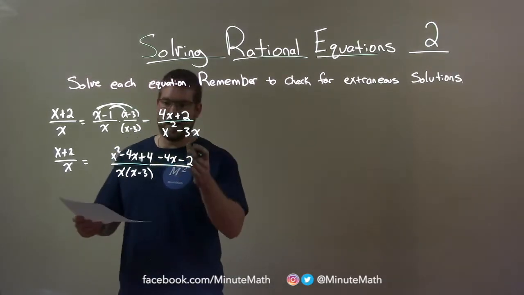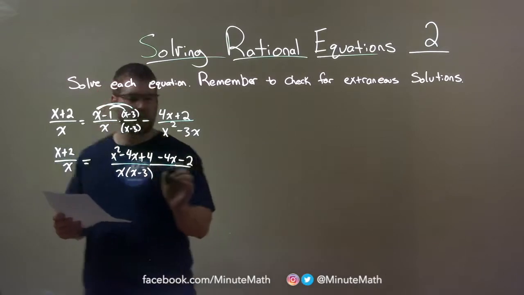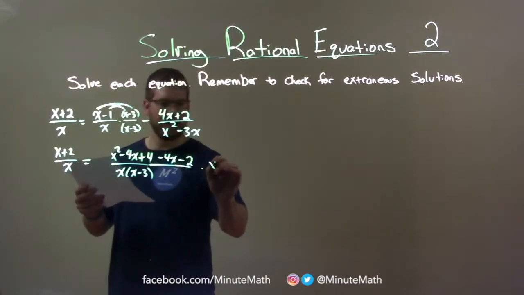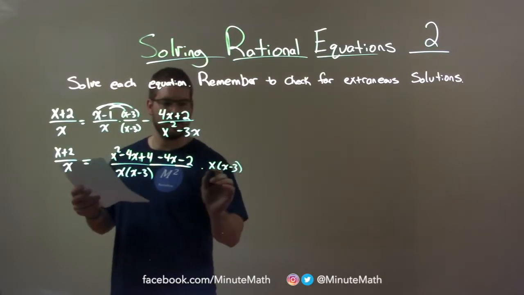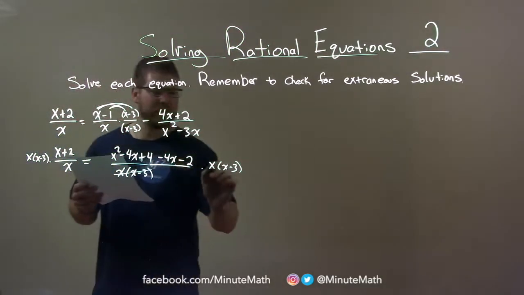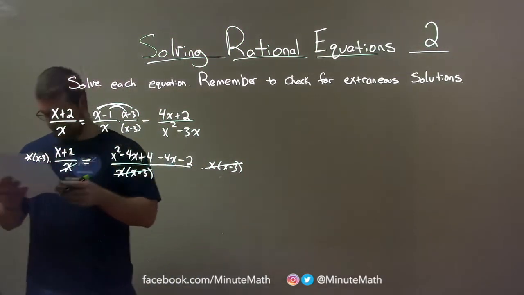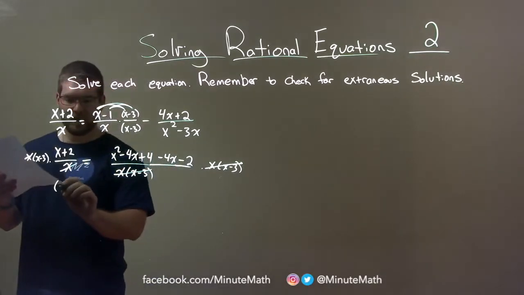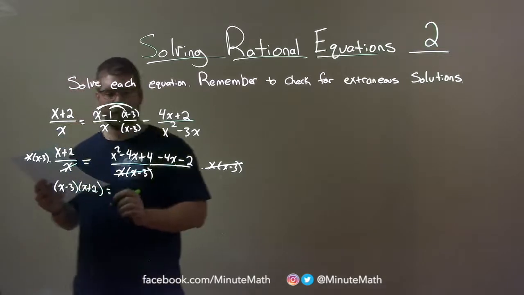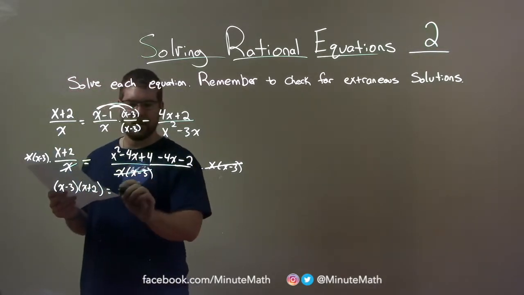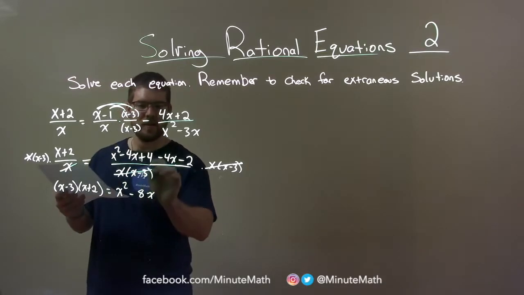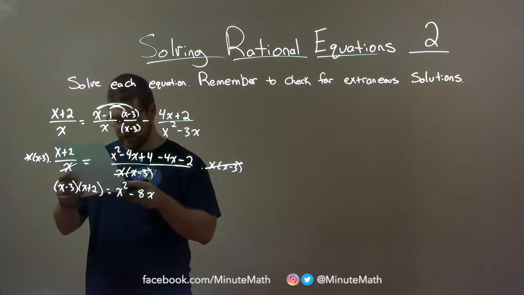Alright, back to the problem. So, multiplying both sides by this denominator, x times x minus 3, and x times x minus 3 here. These will cancel. The x's cancel, okay? And now I'm left with an x minus 3 times an x plus 2. And here we can combine this stuff. Nothing with an x squared, but minus 4x and minus 4x is minus 8x. And plus 4 minus a 2.